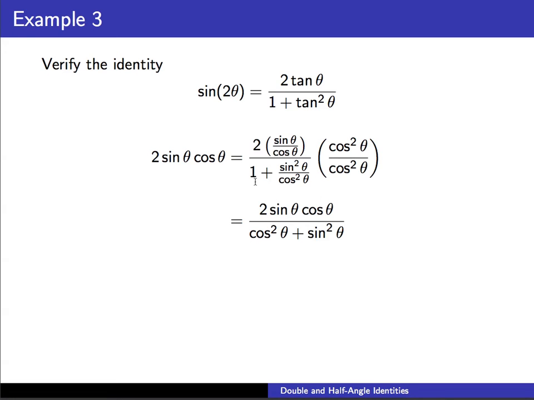In the denominator, we get 1 times cosine squared, which is cosine squared, and then sine squared over cosine squared, multiplying that by cosine squared. The cosine squareds divide out to 1, leaving us with just sine squared. And in our denominator, we have cosine squared plus sine squared. That'll equal 1 no matter what the value of theta. So on the right-hand side, we have 2 times the sine of theta times the cosine of theta, all divided by 1, which gives us 2 sine theta cosine theta, which is what the sine of 2 theta is.